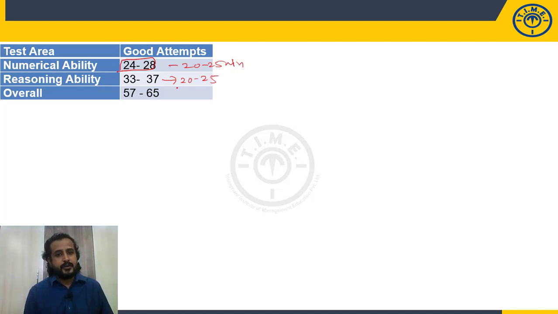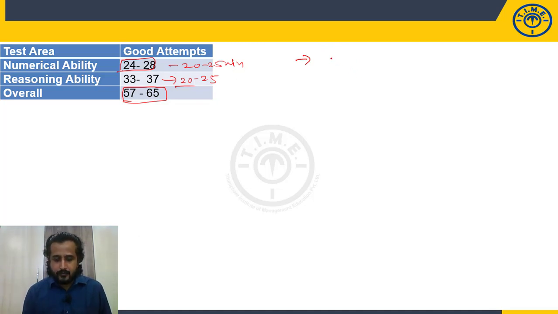If your speed is good, in 20 minutes also you can answer all 40 questions. So overall 57 to 65 are good attempts in this slot. So what kind of number series questions were given? We have not received exactly what the numbers are, but we have received the logics and the next number in the series.